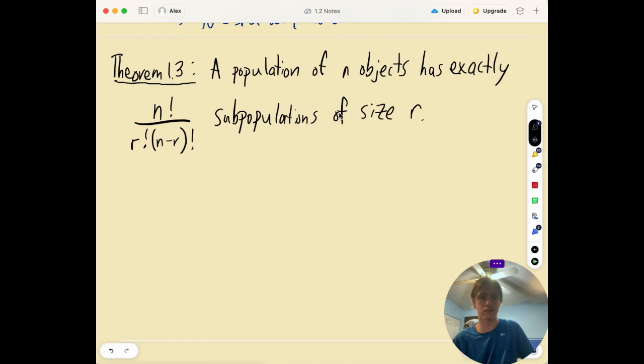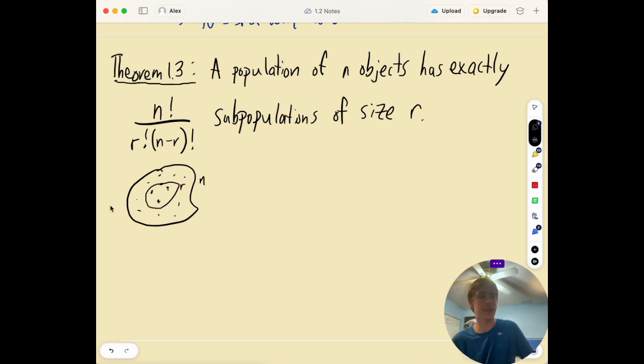Let me comment about what I mean by subpopulations, and then I'll explain these exclamation points. Imagine again that you have a population of n. We define a subpopulation as a group of R objects. And we just want to know how many such subpopulations exist. The important thing, and this is going to be important for the proof, is that the order of elements in a subpopulation does not matter.